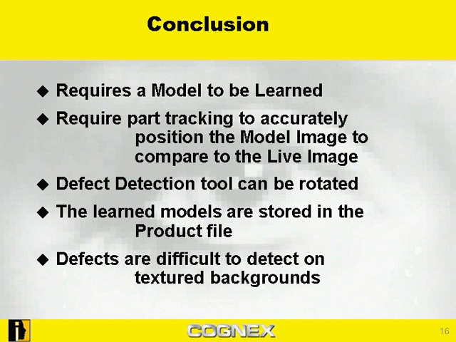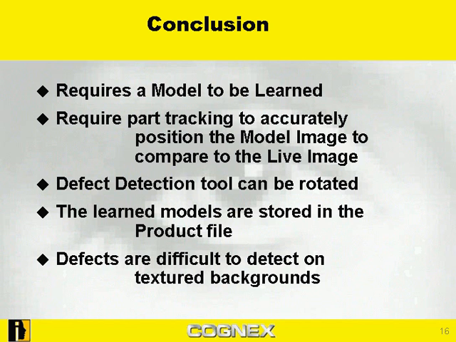Then in conclusion to the lecture part or slides, if you remember, we require the model to be learned. We'll have to teach it that model. We'll want to be able to use some part tracking to accurately position that model image onto the live image, which is our product. We can also rotate this tool through our positioning tool, and the learned models are stored in the product file, so they are actually part of your product file. They are not saved out on your PC like many of the other images you would do.